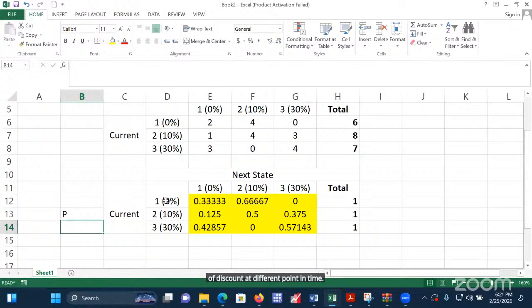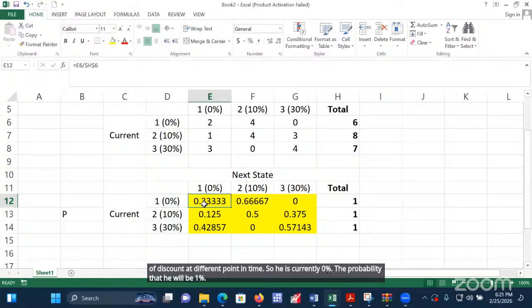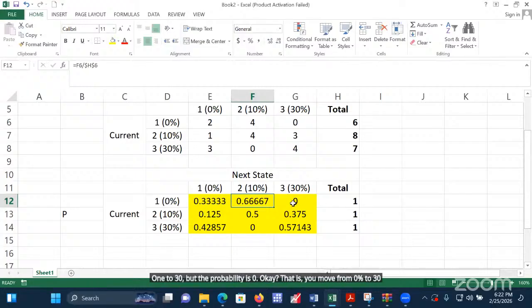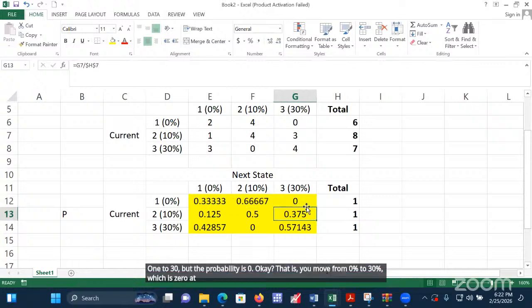So he is currently at 0%. The probability that he will be at 1% is 33%, or 0.33. The probability that he will move to 10% is 0.67. However, as it is, it's not possible for the state to move from 1 to 30 because the probability is 0. That is, you cannot move from 0% to 30%. It is 0 at this instance when P is raised to the power of 1.